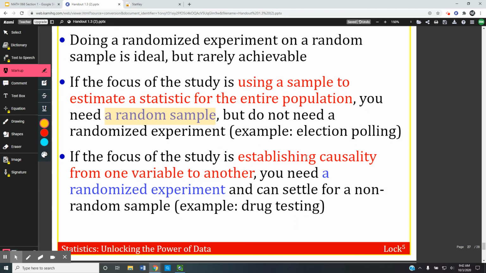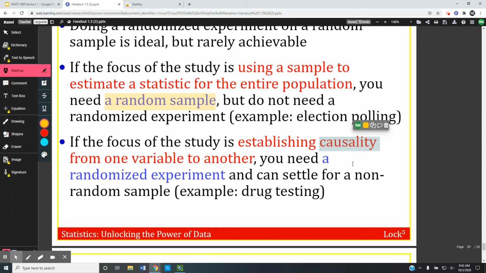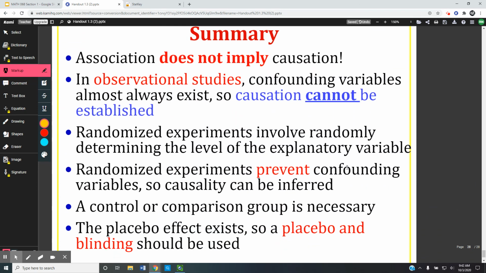If the focus of the study is to form causality, if you want to say that green tea causes people not to get cancer, you need to have both a random sample and a randomized experiment. Drug tests have to meet both criteria. Talking about who's going to win an election only really needs to meet one of the criteria. Associations do not imply causations.